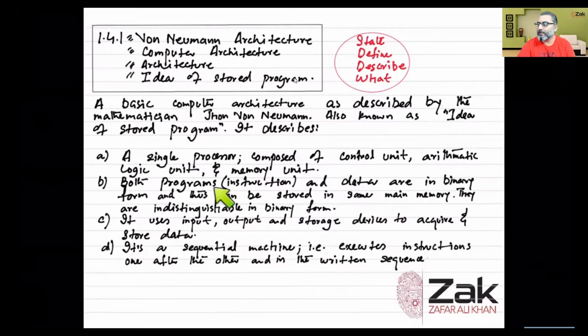Second, both programs or instructions and data are in binary form and can be kept in the same memory location, and they are indistinguishable in binary form. It uses input, output, and storage devices to acquire and store data and programs.